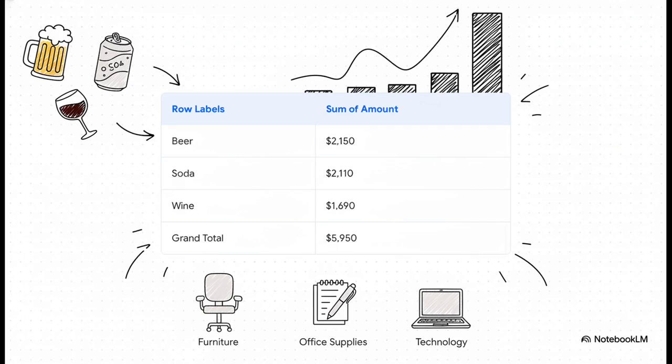And boom, look at how elegantly simple the output is. Raw transaction data is instantly transformed into a crystal clear ranking. We can see right off the bat that beer leads with $2,150, followed pretty closely by soda, and then wine. In our Superstore dataset, we do the exact same thing to compare categories like furniture, office supplies, and technology.